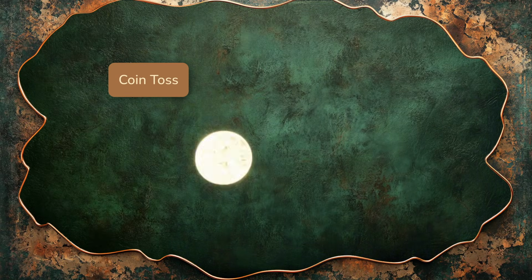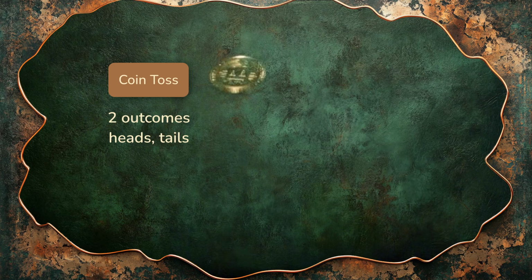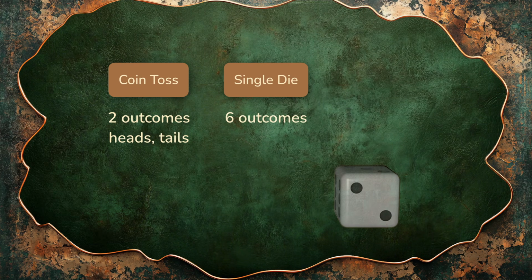If you want to win at games of chance, you're going to need to understand probability. When you flip a coin, there are two outcomes, heads or tails. When you roll a die, there are 6 outcomes. 1, 2, 3, 4, 5, 6.